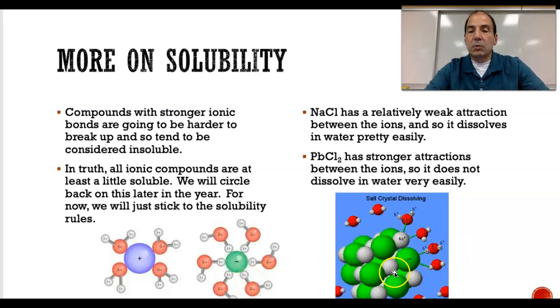The problem is that when you're talking about these things that are insoluble, their bonds are actually much stronger. And so it takes a lot more water molecules just to pop off one ion. And so you end up with not a lot dissolving because so much of the water is basically being used to grab just a few ions.